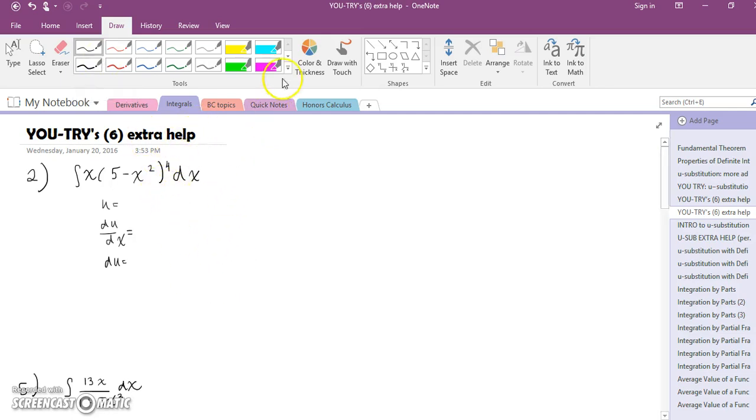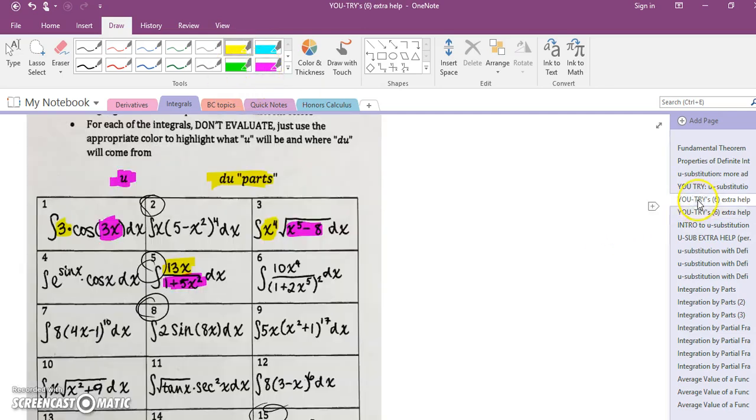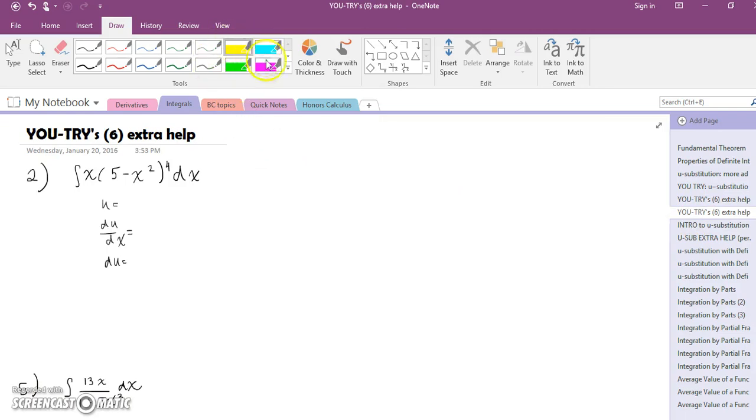So let's take a look at this one, which was number 2 on your half sheet. We didn't do this one, but let's say the thing with the higher power here is the x squared term. And the du part will somehow involve this x. So let's let U be 5 minus x squared. Well, the derivative of U with respect to x is negative 2x.